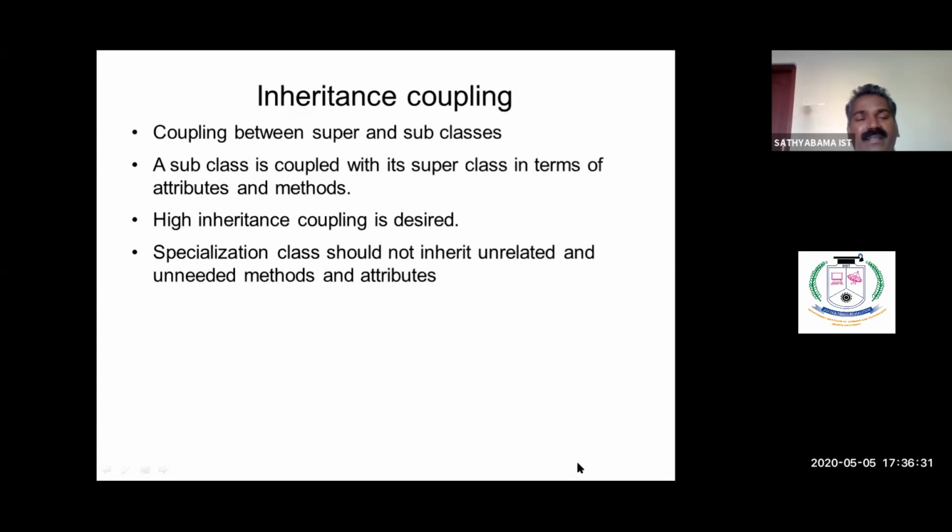The second kind of coupling supported by object-oriented design is inheritance coupling. Inheritance coupling represents the superclass and subclass structure, where a generalized class provides detail to the specialized class. For example, vehicle is a generalized class, and under that, car is a specialized class. The specialized class makes use of the attributes and methods of the generalized or parent class. So high inheritance coupling is desired in this scenario, because reusability is one of the important characteristics of object-oriented design.